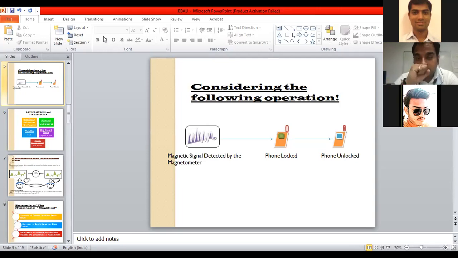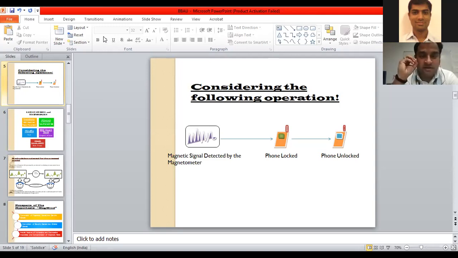Consider this operation: if such a magnetic field is detected and a person thinks that I have to unlock this, he just has to think, nothing else. If he thinks and the phone is unlocked, then this will be a revolution in the field of automation. All the technologies around you are basically a level up in automation. Machine or technology has a single aim, which is to reduce human effort, right? To reduce the effort.